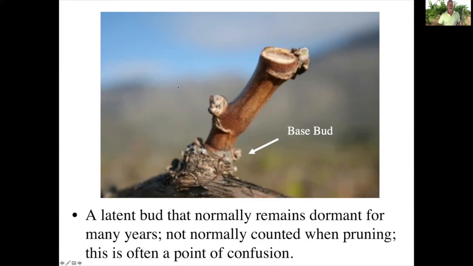So with this vine, this picture here, I'd like to show you what an actual base bud is, because this is a point of a lot of confusion for people who are doing pruning, especially for the first time. The base bud is at the base. It is a latent bud, and it normally remains dormant. Sometimes it can break, but it will not be fruitful. What you want to do when you're pruning is to count the buds based on the first bud here and the second bud, and not this base bud. So we often prune to just 2 buds. Sometimes we do 4, it depends on the pruning system, but you don't count this base bud.